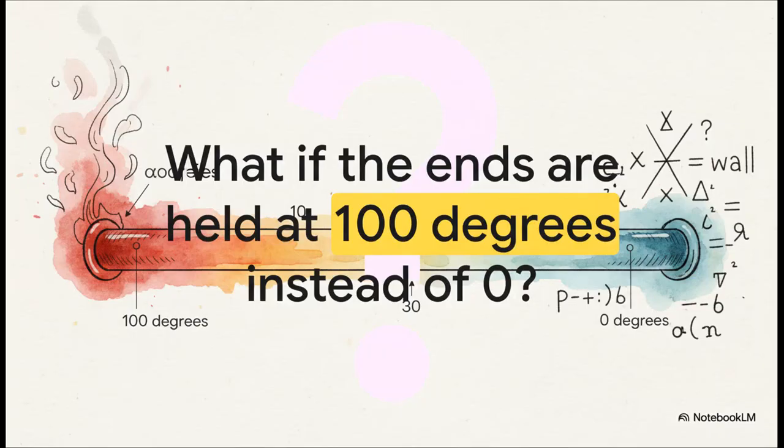And this is the question that changes everything. What happens if one end is cranked up to 100 degrees? Or what if one's at 10 and the other's at 30? All of a sudden, our go-to method, separation of variables, doesn't work. But why? Why does it fail?